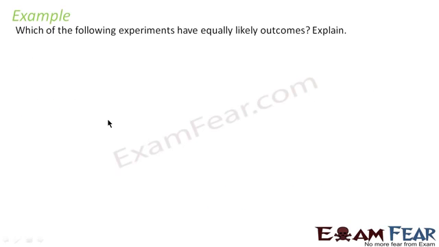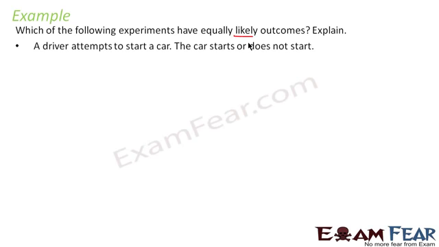Let's take some example. It's a very simple example. We have to say which of the following have equally likely outcomes. The first thing is, a driver attempts to start a car. The car does not start. Is it an equally likely outcome? The answer is no. Why? Because it is not universally true that it will have some fixed value. This will depend on the condition of the car.